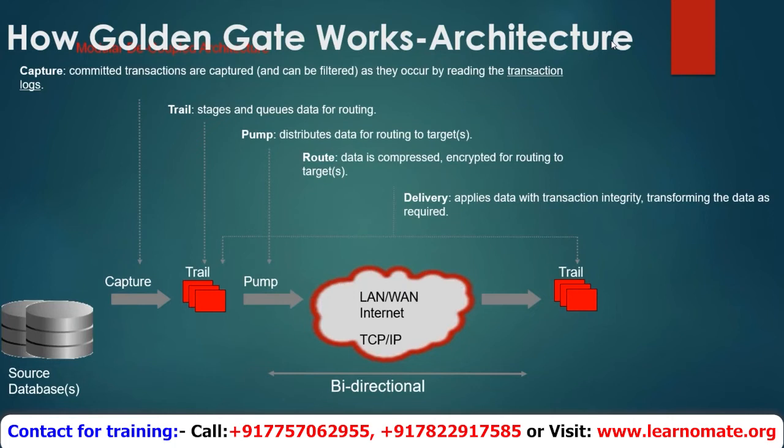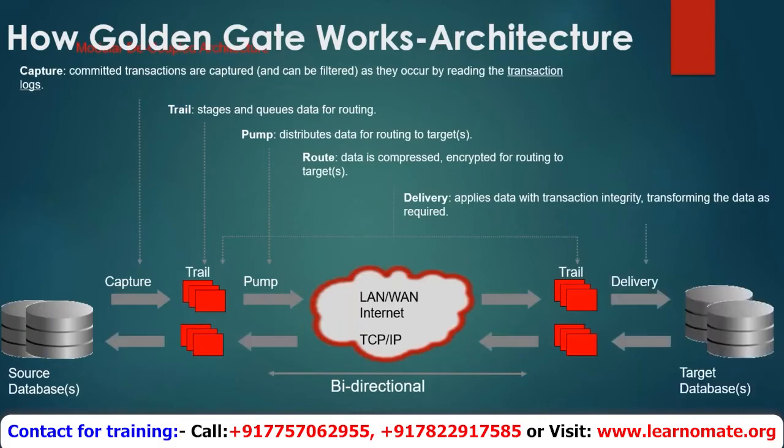Local trail resides on local machine, and remote trail resides on remote machine. So capture process captures the data, writes to local trail. Pump process sends the data over TCP/IP network and writes it to remote trail. Once the data becomes available in remote trail, the GoldenGate delivery or replicate process applies that data to the target database, and your application is up and running.